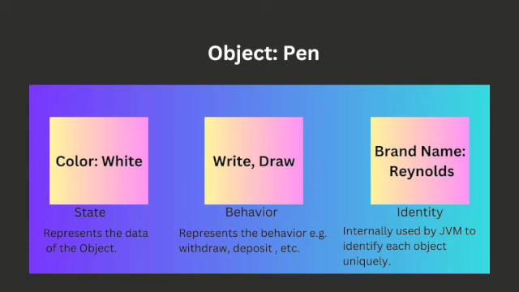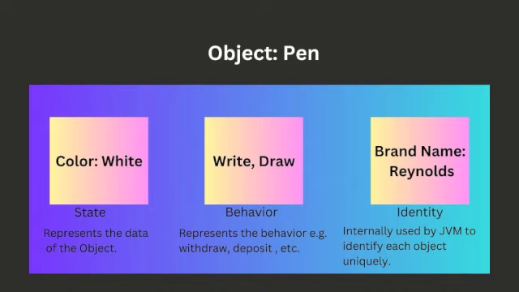So now let's say we have an object which is a pen. What will be its state? Its state will be its color, like a white color. Then we will have a behavior. A pen can write, but it cannot draw. So that is its behavior. And then identity is how to identify it uniquely. So its brand could be the identity. Let's say we have a Reynolds brand.